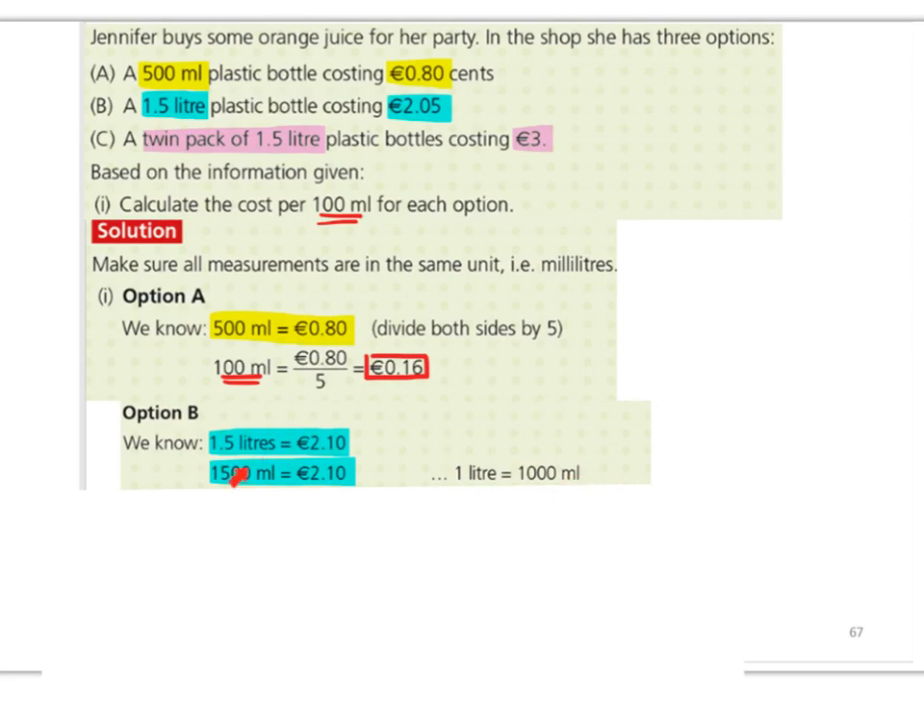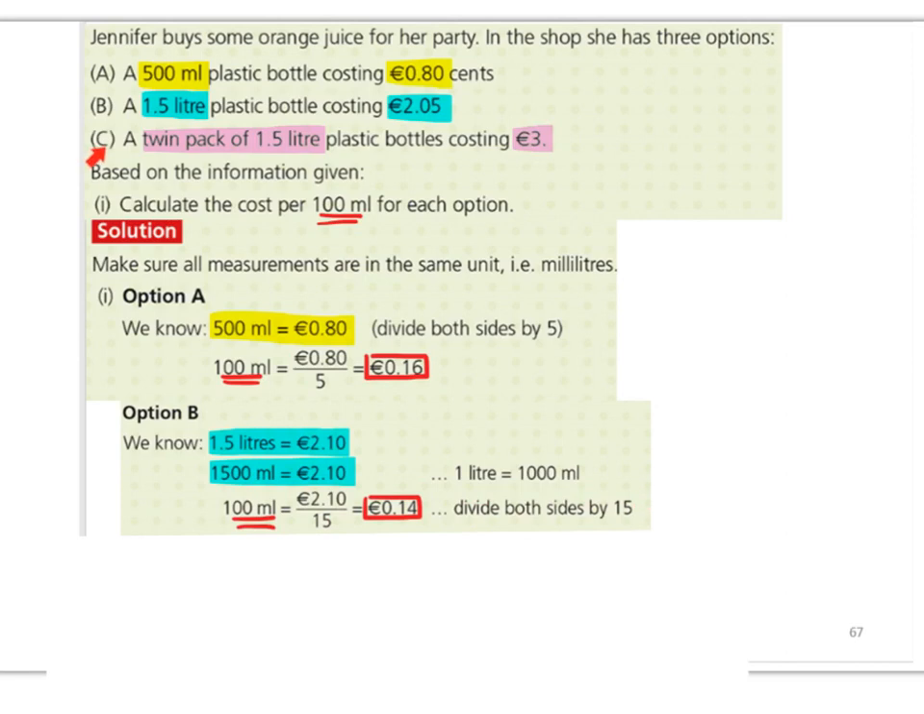Now that we have it in millilitres, we want to change 1,500 millilitres into 100 millilitres. How do we change 1,500 into 100? We divide by 15. What we do to the left, we do to the right. So 1,500 millilitres divided by 15 is 100 millilitres, and €2.10 divided by 15 is €0.14, so 14 cents. We divided both sides by 15.